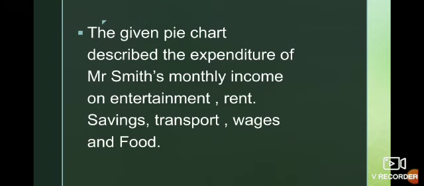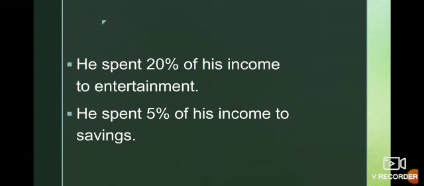The given pie chart described the expenditure of Mr. Smith's monthly income on entertainment, rent, savings, transport, wages and food. And next one, I said using this statement you can write nearly for 6 particular things. First 2 alone I have taken here.